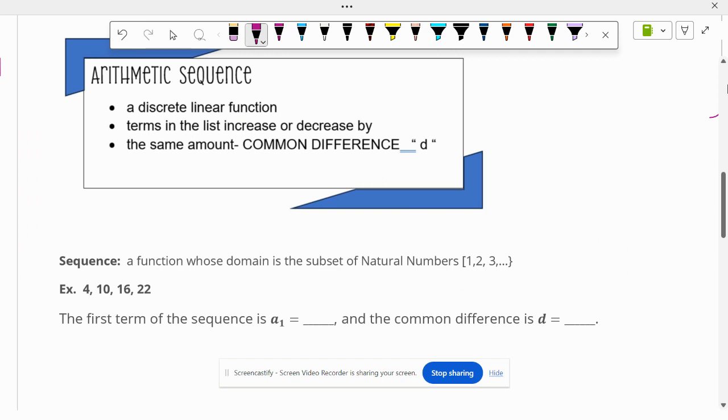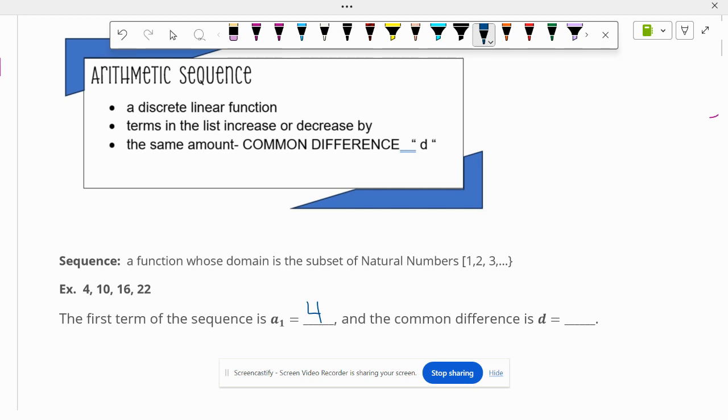Okay. A sequence is a function whose domain is the subset of natural numbers. So remember, this is our journal. This is what helps us when we take our test, right? This is kind of our reminder idea. So the first term of this sequence, called A of 1 or A sub 1, is what? What is the first term of this sequence pictured here? 4, 10, 16, 22. What is the first term? 4. The first term is 4. It's the first number in the list.